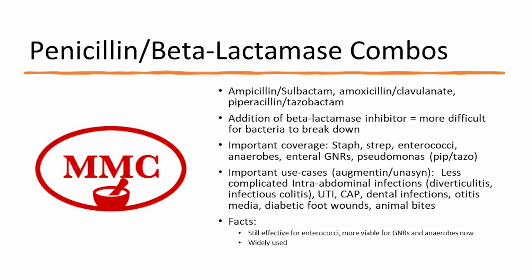In terms of important use cases for Augmentin or Unasyn, I tend to employ them for less complicated intra-abdominal infections like diverticulitis or infectious colitis. Also use them for UTIs, community-acquired pneumonia, dental infections, otitis media, diabetic foot wounds, and animal bites. Animal bites are important because they cover the Pasteurella that can come from animal teeth and animal mouths, so very important. Some facts: still very effective for enterococci, and they're more viable for gram-negative rods and anaerobes now, just because they're less susceptible to the beta-lactamases.